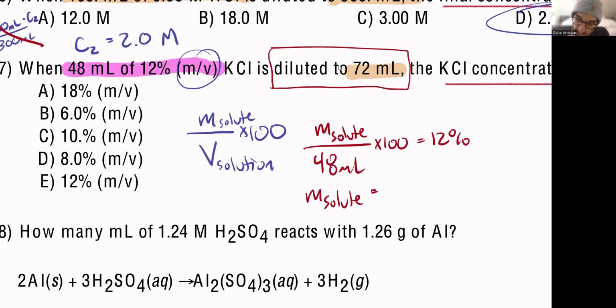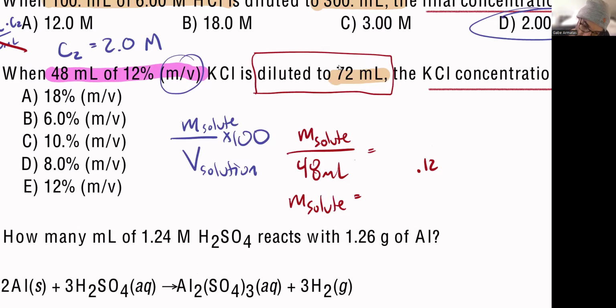In this case, it's KCl. So divide by 100 to get rid of this, and that's going to give me 0.12. Now it is just simply 0.12. Let me just rearrange this. 0.12 is equal to these two. Cross multiply, so 0.12 times 48 gives me a value of 5.76, and that would be grams.